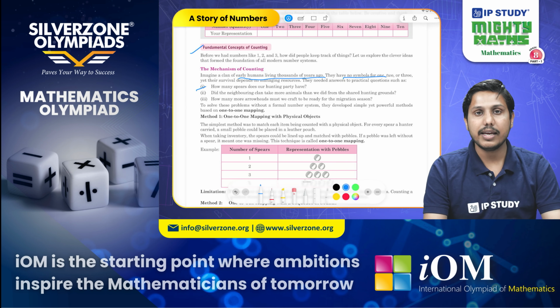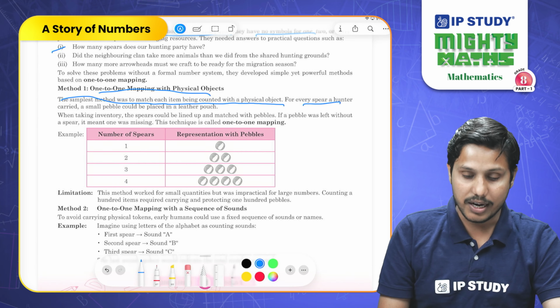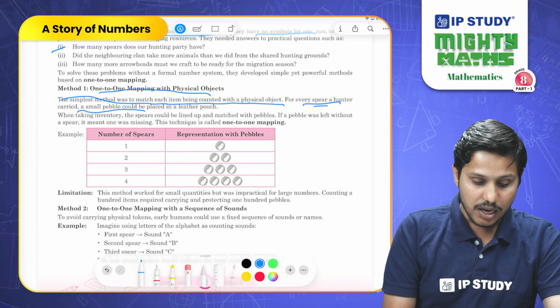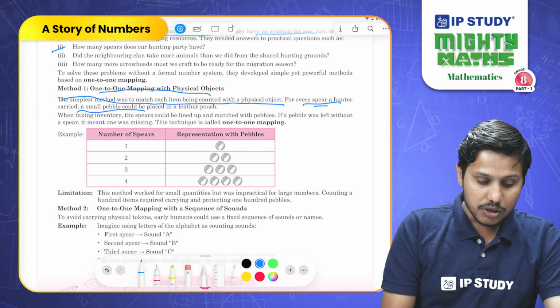So first was one-to-one mapping with a physical object, like a stone or anything else that they might have used at that time. The simplest method was to match each item being counted with a physical object. For every spear, which is a type of arm that they used to hunt animals, a hunter carried a small pebble that could be placed in a leather pouch. So they used to match one pebble or one stone to each spear they may be carrying. So if the number of spears is 1, they use one stone to represent that, and so on for 2, 3 and 4.